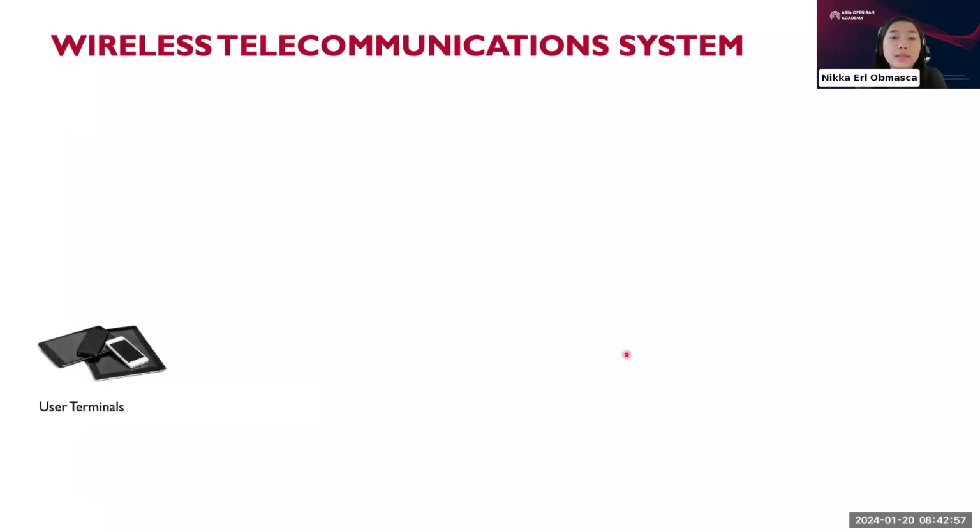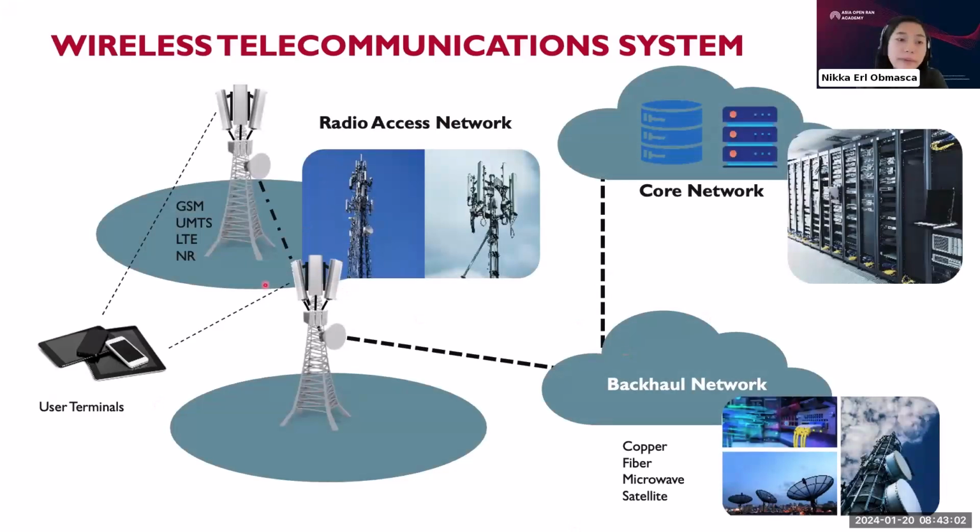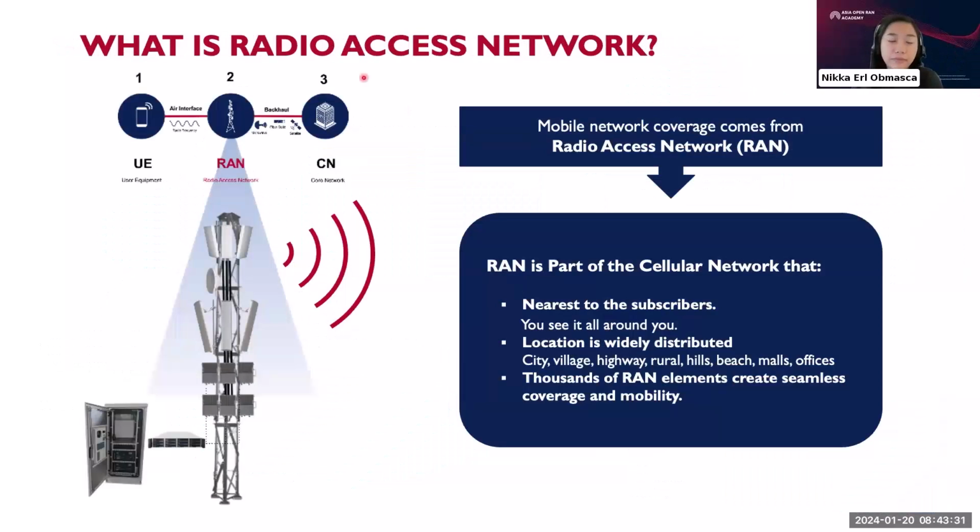Now, let me repeat again. We have here a wireless telecommunication system. The RAN is connected to the user terminals via the air interface, and the RAN gives the user network coverage. The RAN is connected to the core network via a backhaul. This may be copper, fiber, microwave, or satellite. The core network is where everything happens. This is the brain of the system. But let's focus on the radio access network, or the RAN.